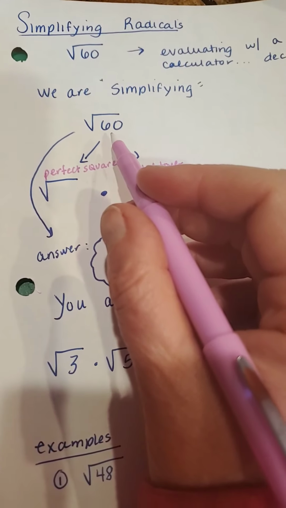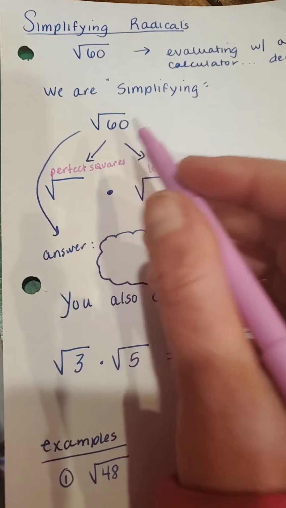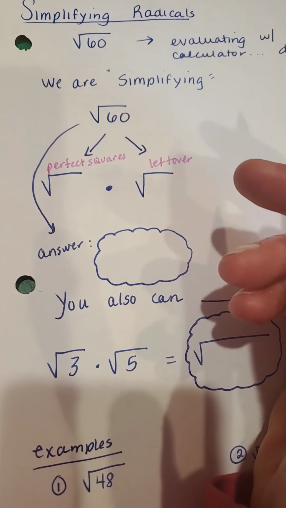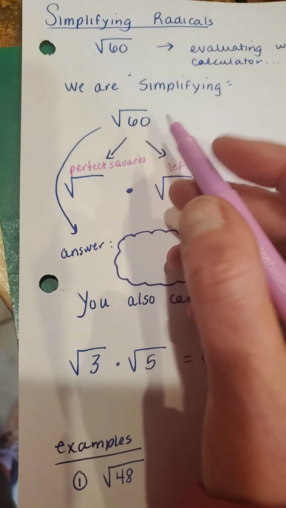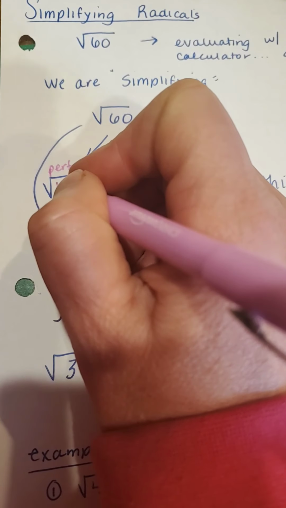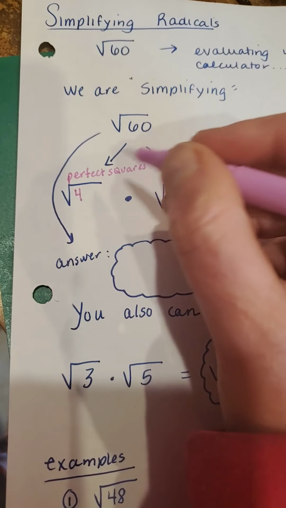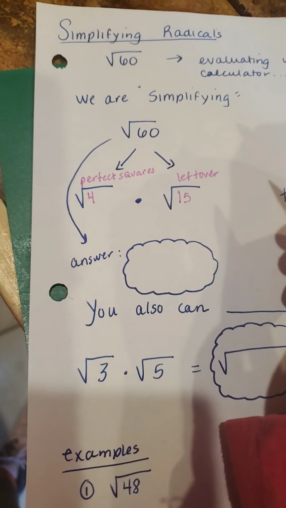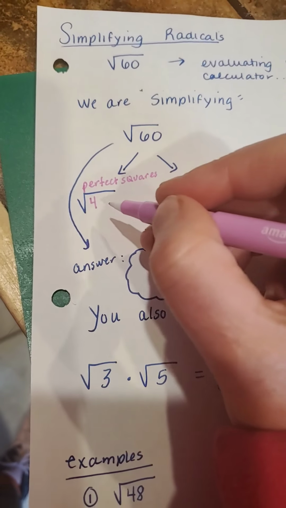So you're looking to find the biggest perfect square that goes into 60. Luckily for you, I know you know your perfect squares pretty well since we factored the difference of squares for so long. The biggest perfect square that goes into 60 that I can think of is 4. And 4 goes into 60 15 times. So that's the biggest perfect square.